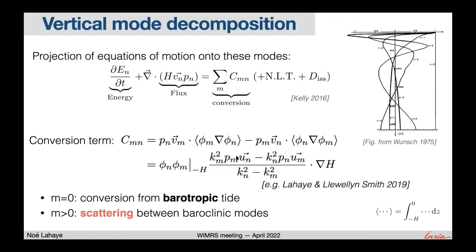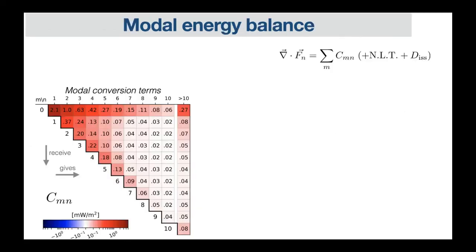And this term involves a bilinear product of the pressure in one mode and the horizontal current in another mode times the gradient of the topography. So particular cases are: if you take m equals 0, then you have the conversion from the barotropic tide to any mode number n. And if you take m greater than 0, then you have the scattering or energy exchange between baroclinic modes.